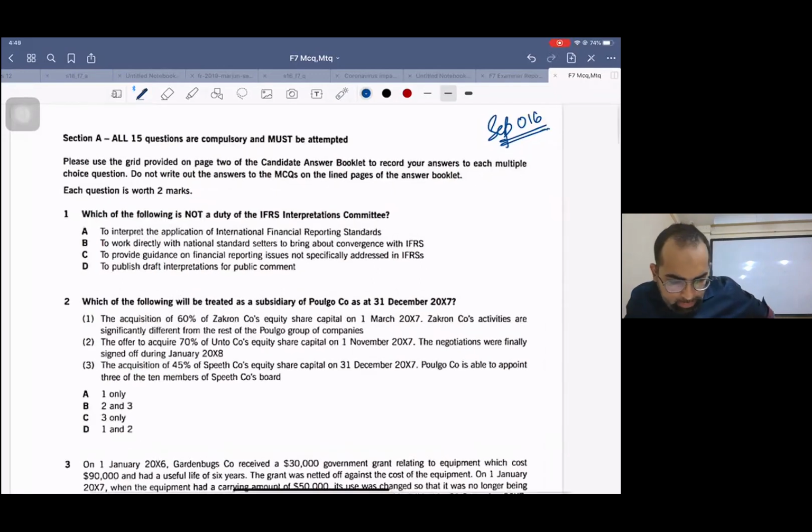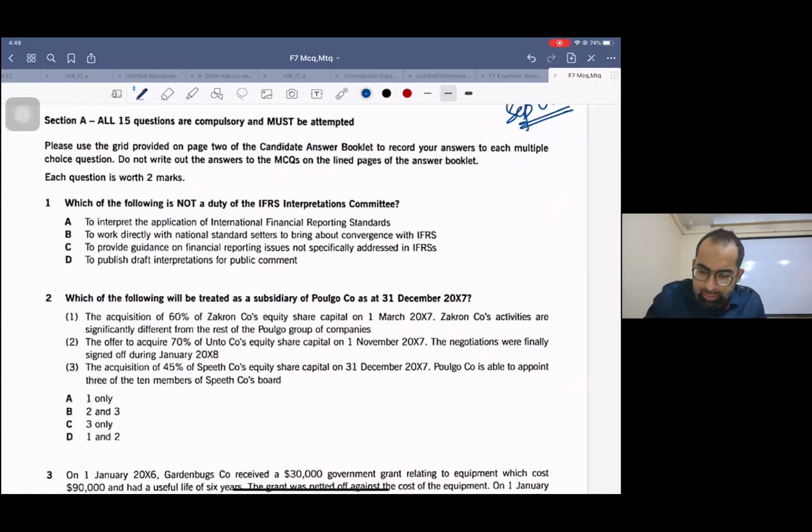Now, first of all, this is related to the framework area. This is also included in your course. Do read this area from the book as well. It's included in my lectures as well. Now, which of the following is not a duty of the IFRS Interpretation Committee?